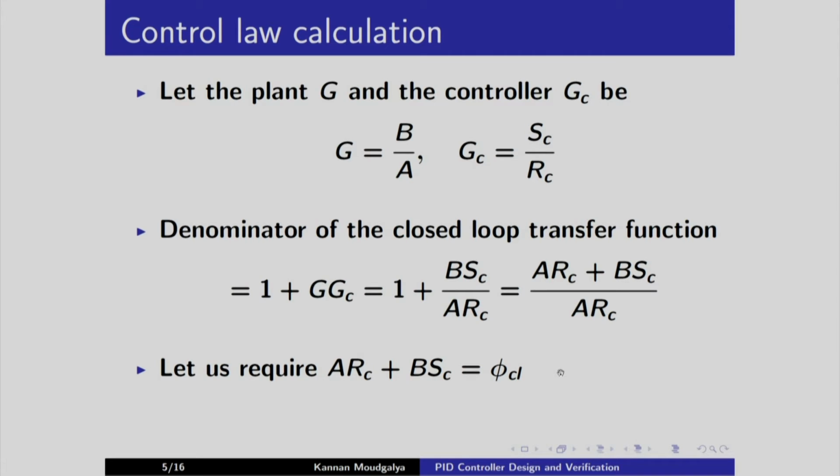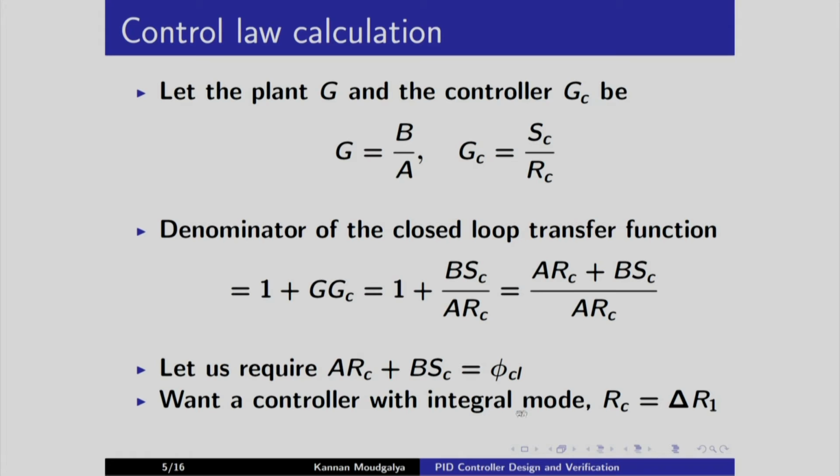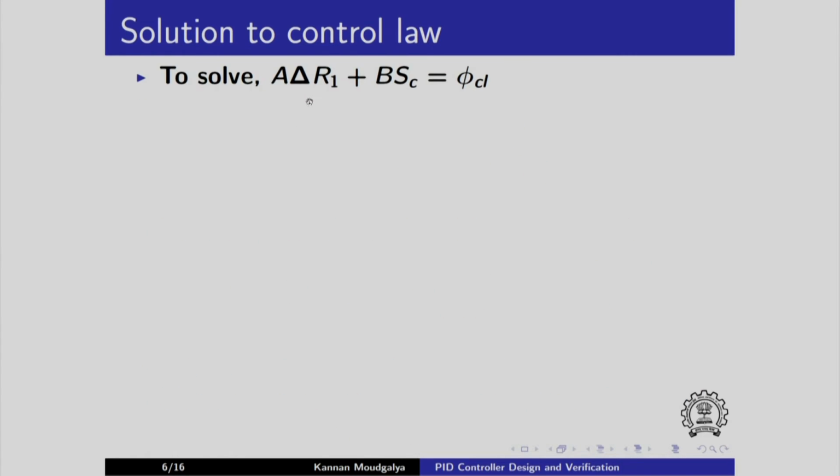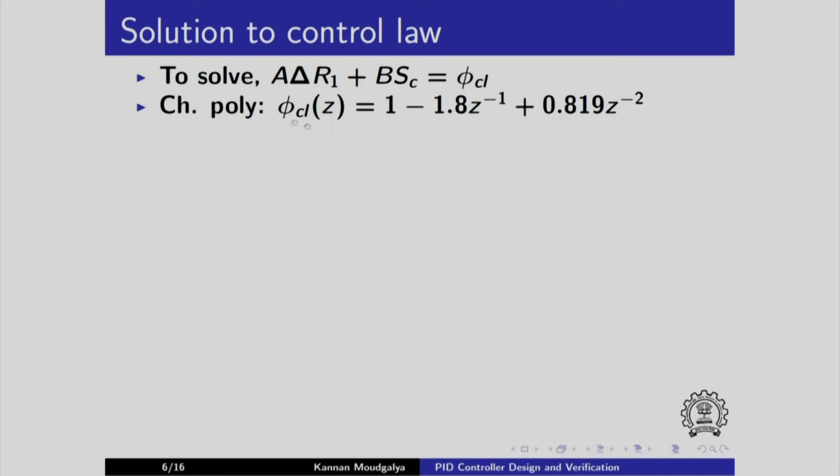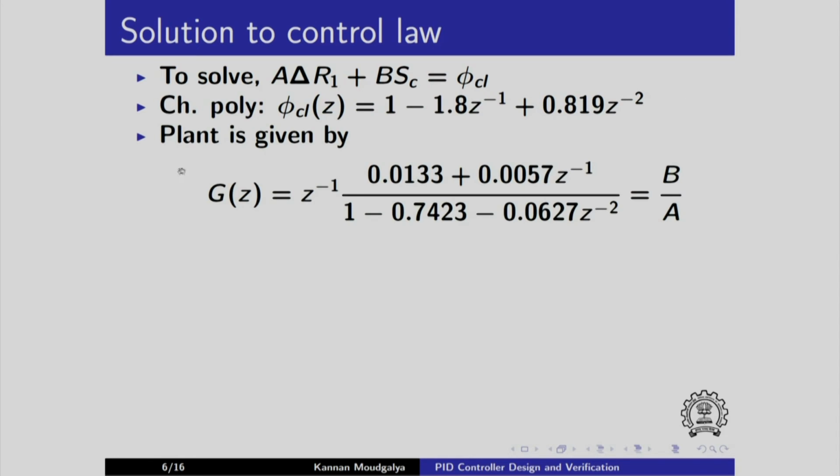We want a controller with integral mode because we want to reject steps. So we require that RC equals delta R1 as per the internal model principle. So we will solve the last equation where we have replaced RC with delta R1. We want to solve this equation. Recall the characteristic polynomial that we derived 2 slides ago. Recall that the plant is given by this transfer function.